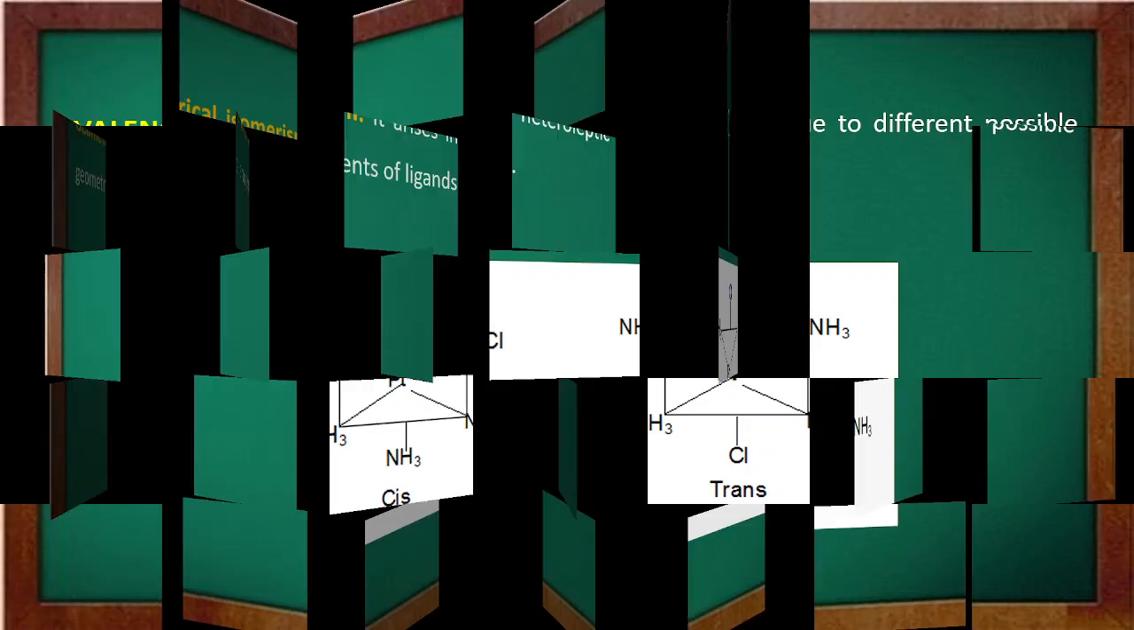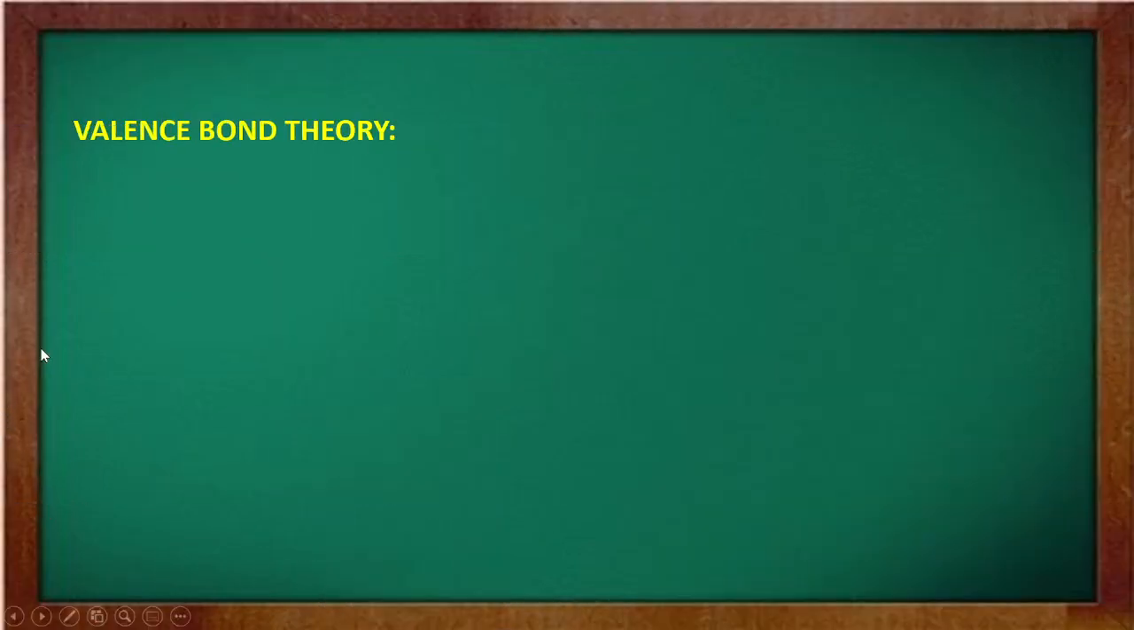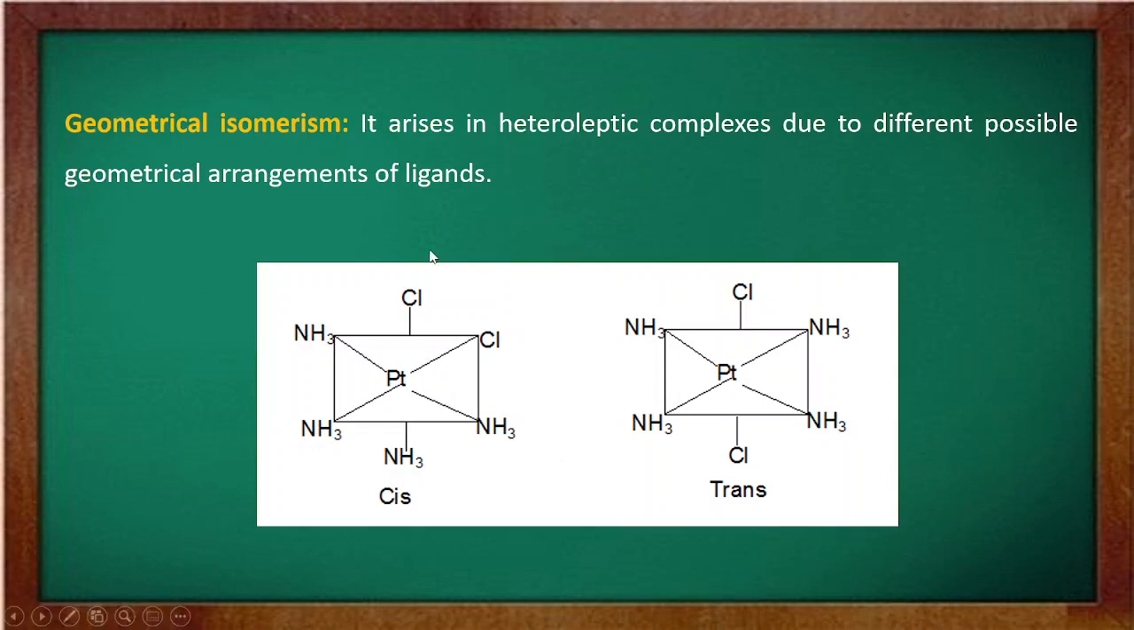Now, here we have to see how these geometrical isomers and everything arise. So for that, I'll suggest you read the book, and also along with this video, I'm going to upload the notes in the campus here. You write the notes and watch the video, and you get an idea about it.